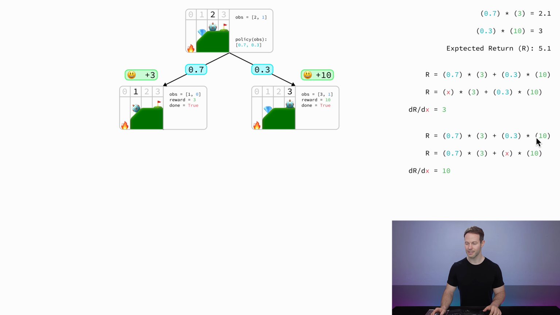Do the same thing, take the sum, replace that action probability with x, consider all other values constant, and then find the derivative of r with respect to x. Here this disappears, this just becomes 10.